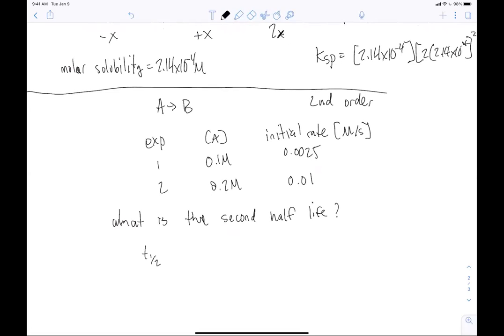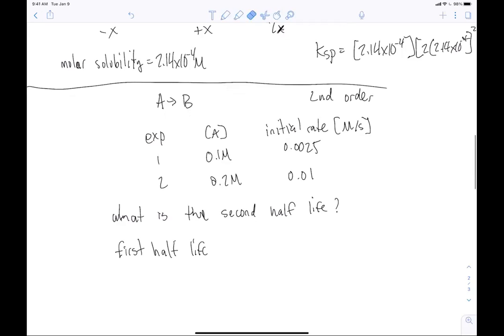So the first half-life, I don't know how to annotate this to make it obvious it's the first. T one half, I'll just call it. So first half-life and the second half-life are going to be different. But we can calculate the first half-life. Okay, so they're asking for the second half-life for experiment two.